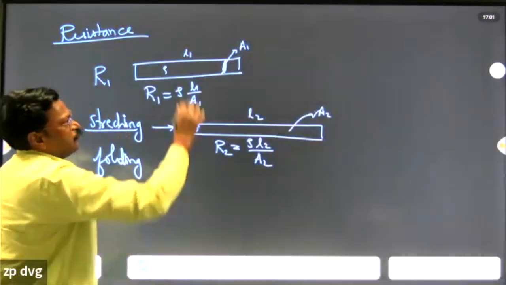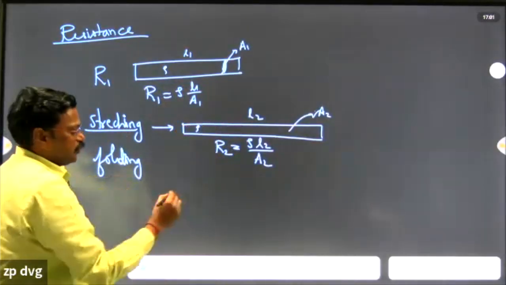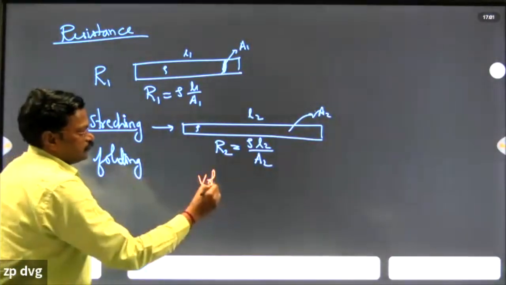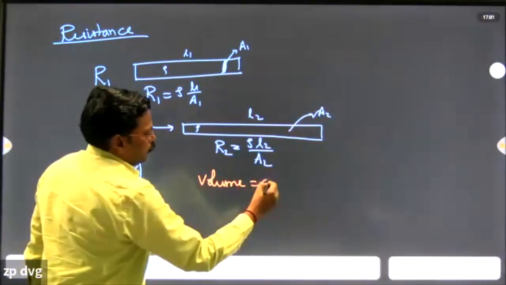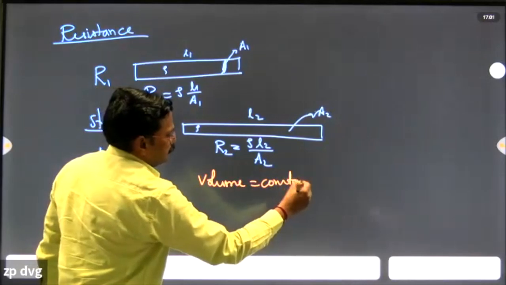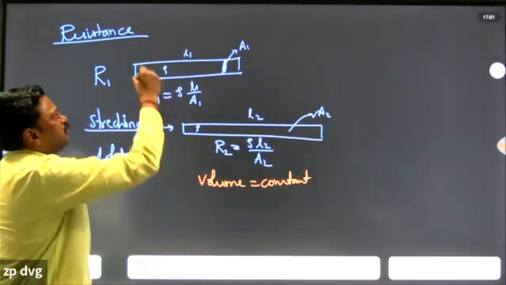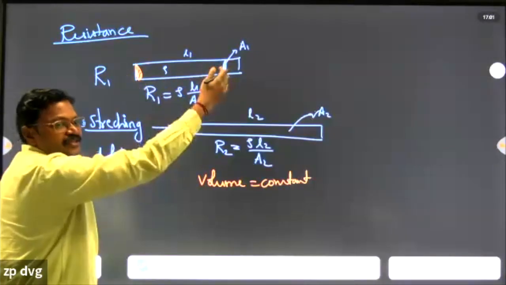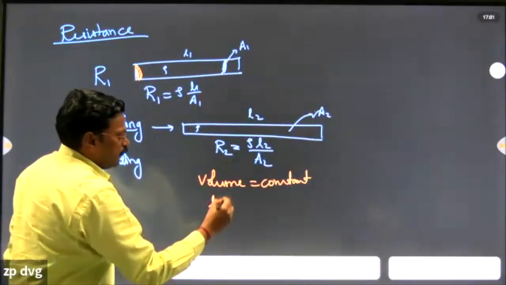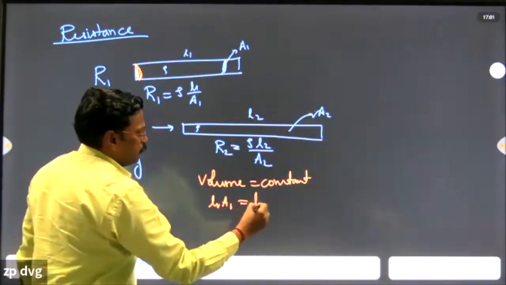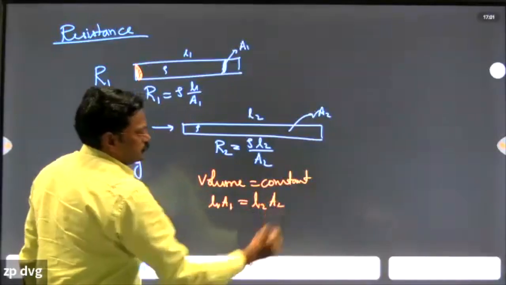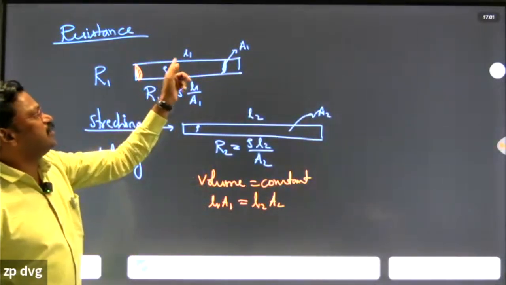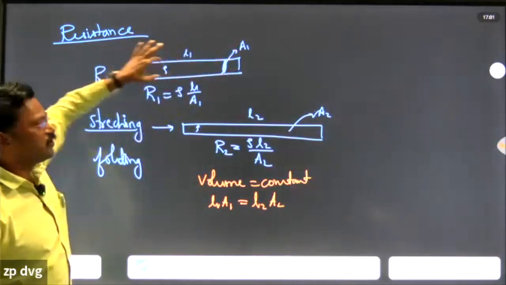Now when the wire is stretched, what will remain constant is the volume. So the volume of the wire will not change. The volume remains a constant. So how can we express the volume of a cylindrical wire? It can be expressed in terms of length into area of cross section. So L1 A1 is equal to L2 A2. If volume remains constant, it is represented as length into area of cross section. That is the volume of this wire.